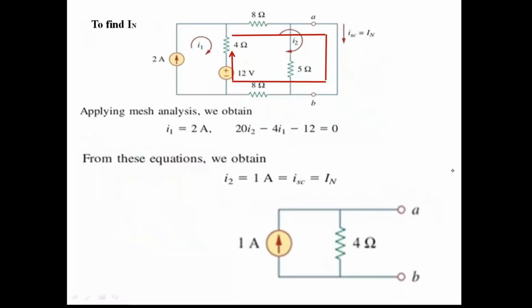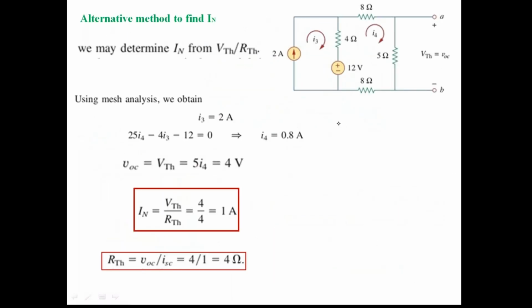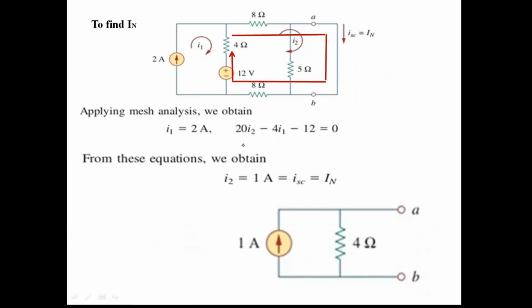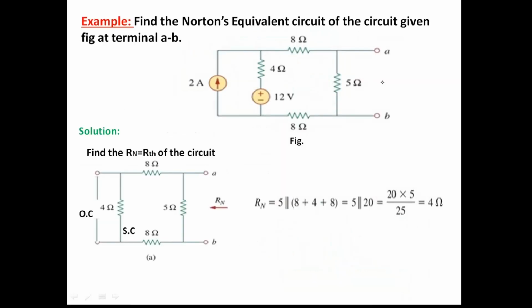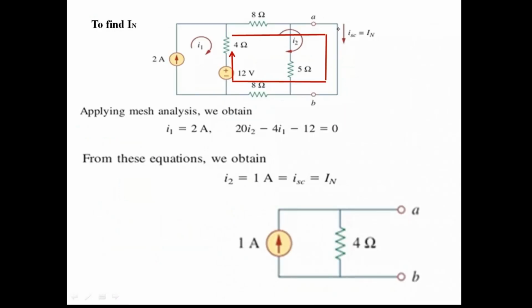So now after finding the Norton's equivalent resistance, you have to find out the Norton's current. Once again, the Norton's current can be determined by using two methods. One is finding the VOC, and VOC by RTH will give you IN. Or in other words, directly short circuit this terminal and find the current in this terminal like this. See here, we have short circuited this terminal. So that short circuited current, we designate it ISC, and that is equal to the Norton's current.